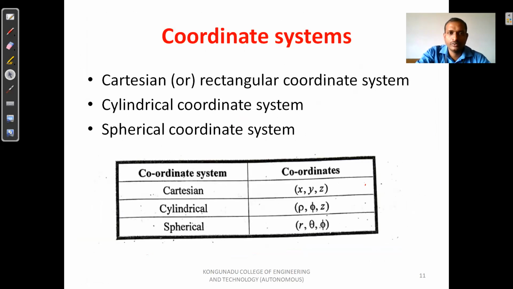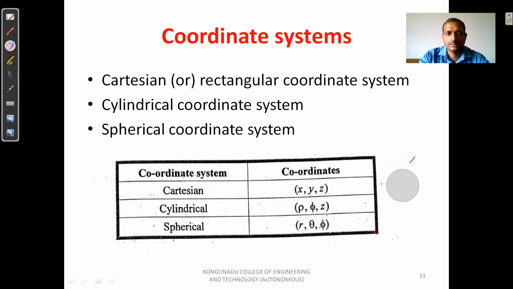So next we are going to move to the coordinate systems. Basically three different coordinate systems are there. One is the Cartesian coordinate system, second is the cylindrical coordinate system, and third is the spherical coordinate system. Each coordinate system has different coordinate axes. For the Cartesian coordinate system, the coordinate axes are x, y, and z. For cylindrical, rho, phi, z are the coordinate axes. For spherical, r, theta, phi. So these are the coordinate axes of the different coordinate systems.